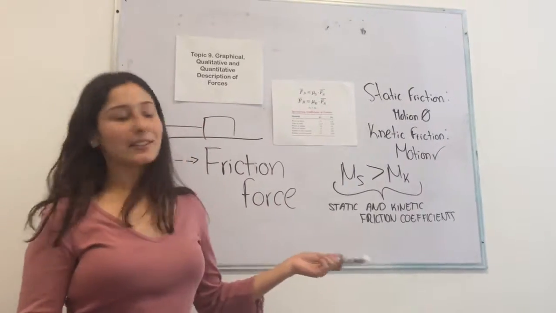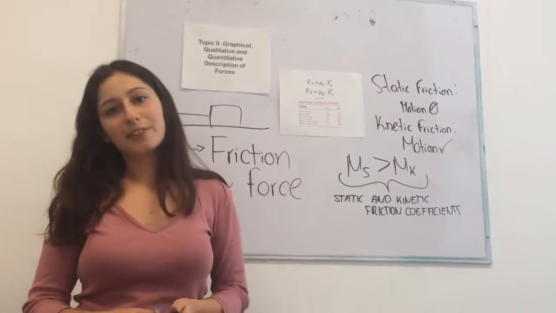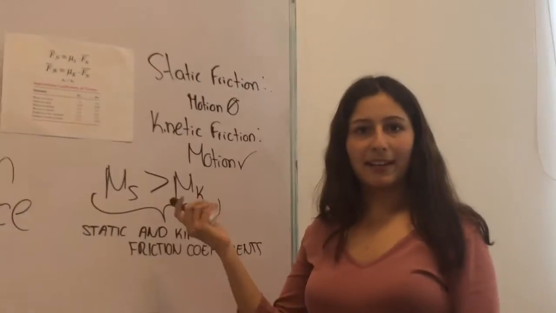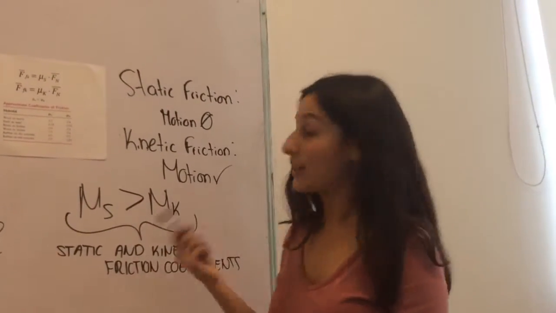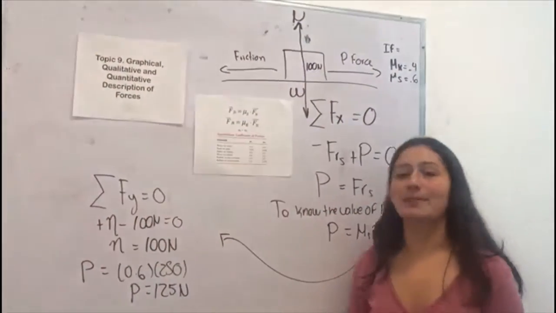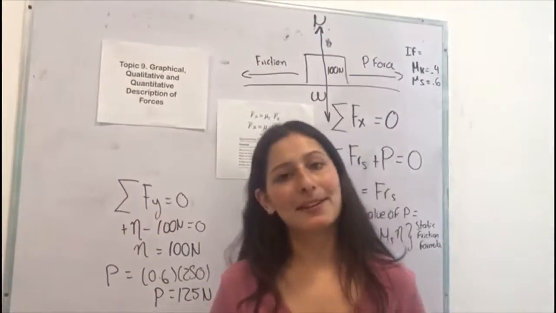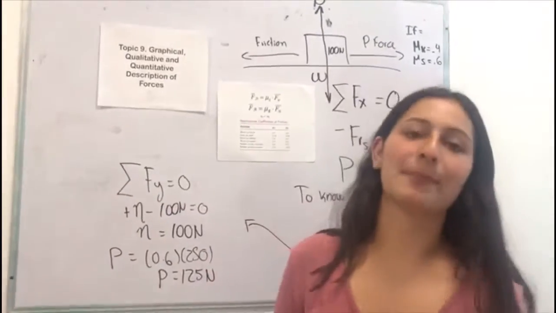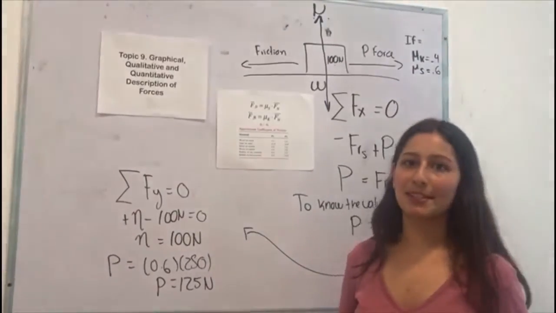Since the friction and the normal are proportional, there has to be a constant. And this constant is called the static and kinetic friction coefficient. The static friction coefficient has to be always greater than the kinetic friction coefficient. Here we have some examples of approximate coefficients of friction. It depends on the type of material used. It can be wood on wood or steel on steel.